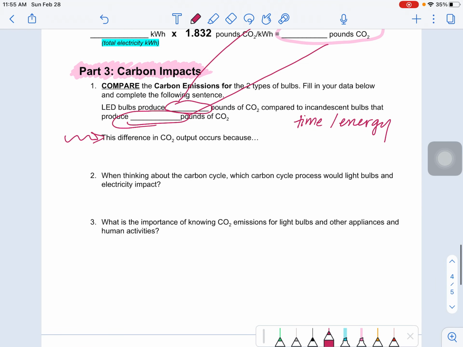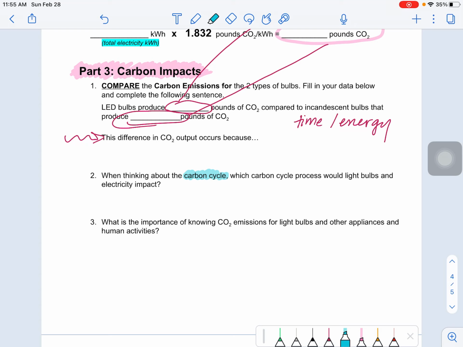Number 2, when thinking about the carbon cycle, what carbon cycle process would light bulbs and electricity impact? So this is going way back to the carbon cycle that we did in December. Thinking about the carbon cycle and those arrows, which process explains the use of fossil fuels for energy?